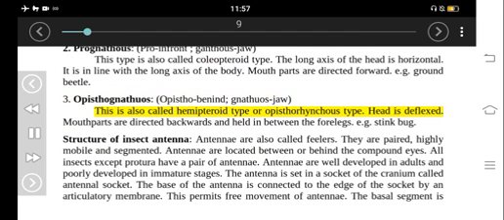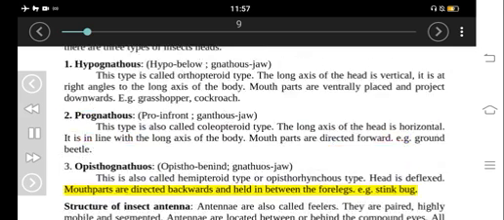This is also called hemipteroid type or opisthorhynchous type. Head is deflexed. Mouthparts are directed backwards and held in between the forelegs, e.g., stink bug. Structure of insect antenna.